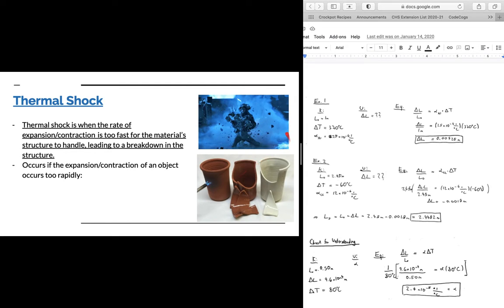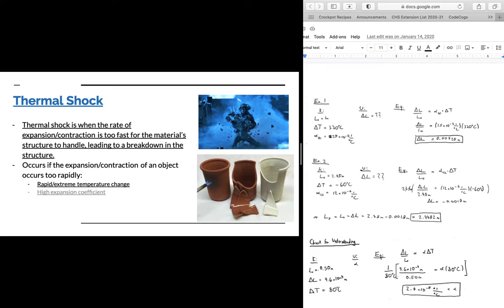Or if you've ever seen Terminator 2, the classic James Cameron movie, T2 Judgment Day, as we're about to see, if you cause an object to freeze or undergo a drastic change in temperature too quickly, the structural material can be compromised and the material will shatter, okay? So this occurs if the expansion/contraction of an object occurs too rapidly.